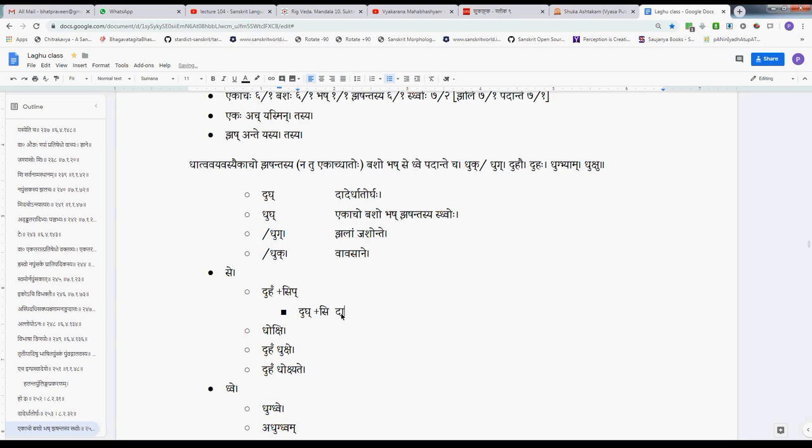Dadir dhatur gha. Utsarga is dhakara, hodha. But this is a dadi, dhakara adi dhatu. Therefore, dadir dhatur gha. Instead of dhakara, there is ghakara adesha. So it became dug. I'll remove this dug. Dug plus C, I'll keep it dug C.